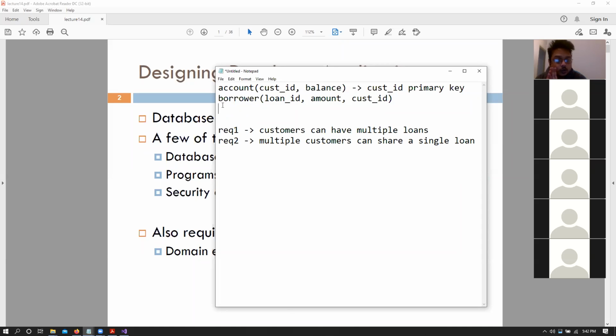Exactly, right? So Leon is saying loan ID and customer ID pair should be the primary key. Do you guys agree? Should it be just customer ID? Should it be just loan ID? What does it mean to have these two things?